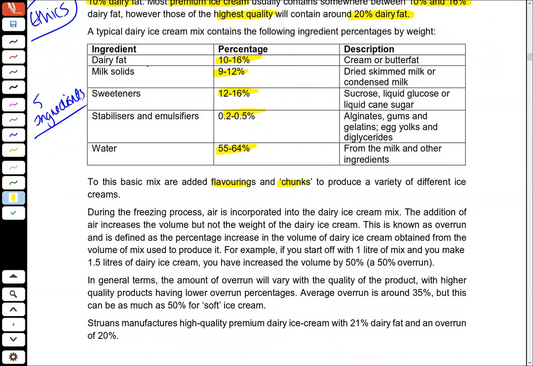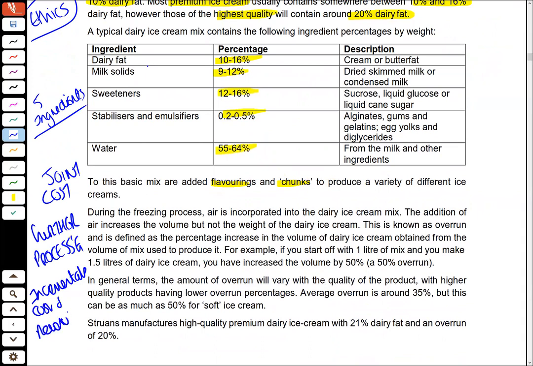And again, from a joint cost point of view, and whether or not we should be further processing, surely we then need to look at incremental costs and revenues to decide whether or not we should in fact go on that joint cost, that further processing journey. So all of that sits in there with adding to the basic mix.